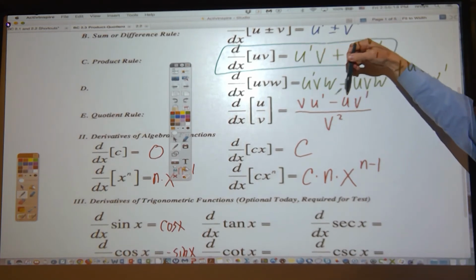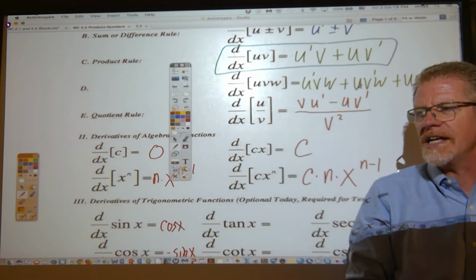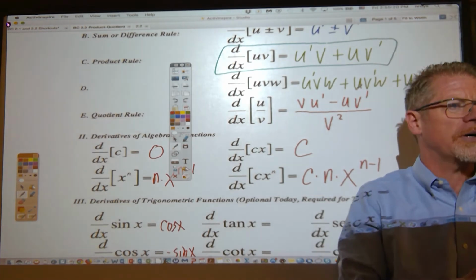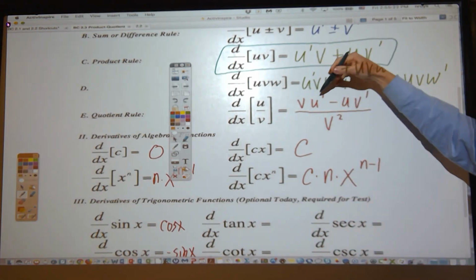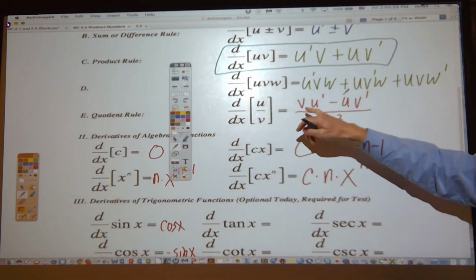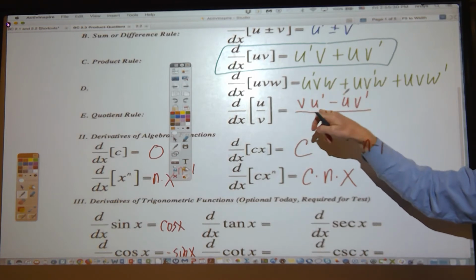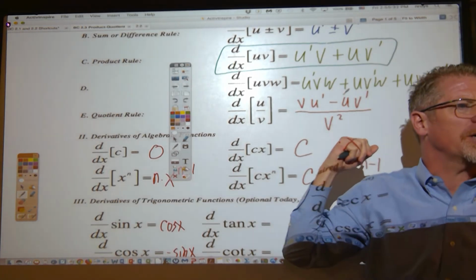Low d high minus high d low. Draw the line and square below. That's the quotient rule poem. Once again, low d high minus high d low. Draw the line and square below. Low means denominator. D high means the derivative of the numerator. So it's low d high minus high d low, draw the line and square below.